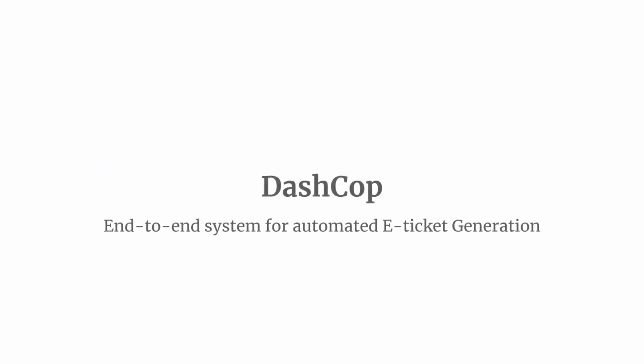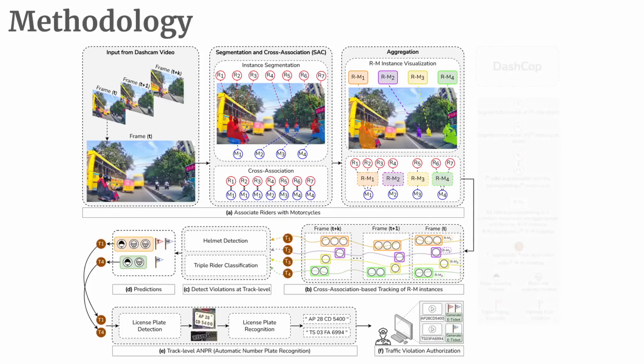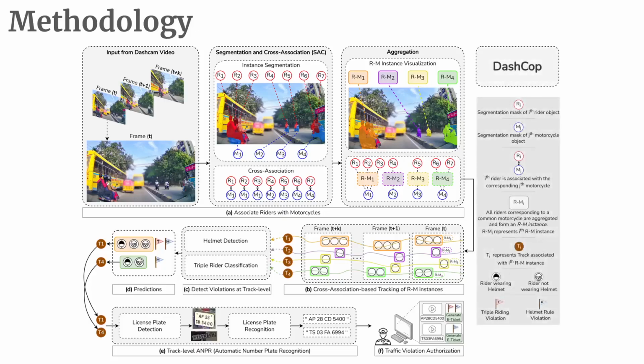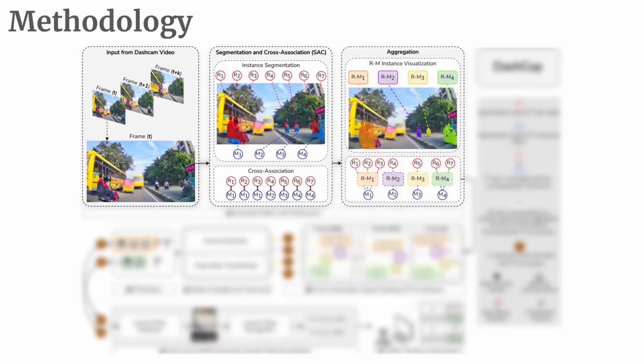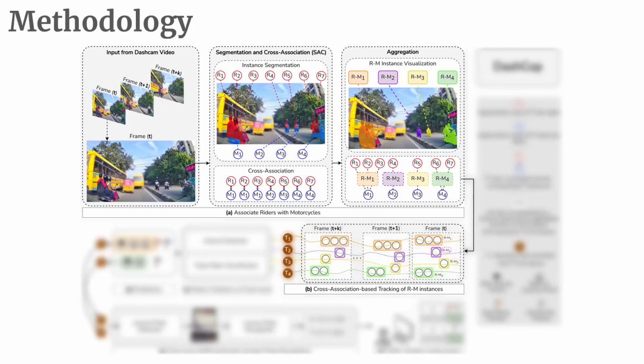Now, let's dive into our proposed method. First, each frame from the dashcam video is processed by our novel Segmentation and Cross-Association module, SAC. This module generates segmentation masks of rider and motorcycle and predicts the association between them. The aggregation of all the riders on the same motorcycle comprises an RM instance. Next, a novel cross-association-based tracker module operates across video frames and assigns unique track IDs to RM instances.